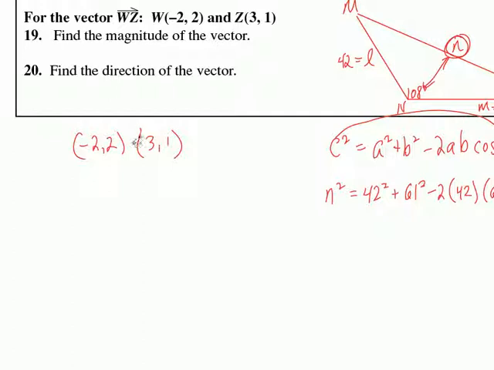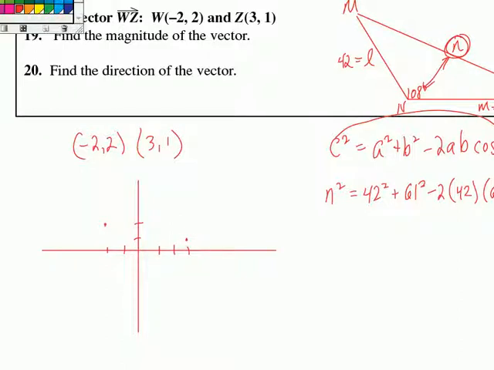Let's do this. Find the magnitude of this vector. So what are we doing? Find the distance, right? So let's kind of visualize what's going on. You don't really have to draw this out, but it's been a long time since we've done this. Negative 2, 2 is right there, and then 3, 1 is right there. And so what we have to do is find out how long that line segment is from here to here. That's the magnitude. Exactly right. And that's the distance formula, isn't it?